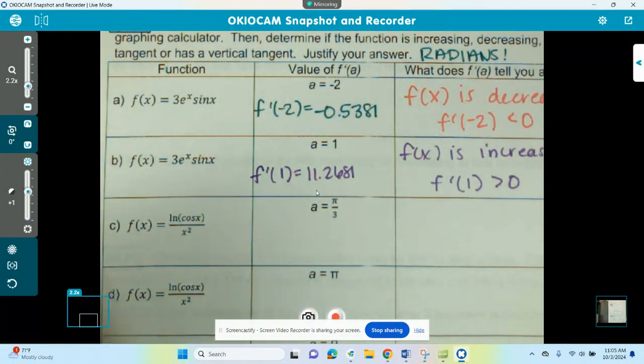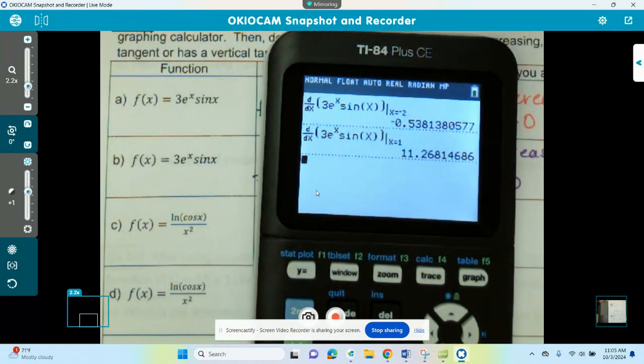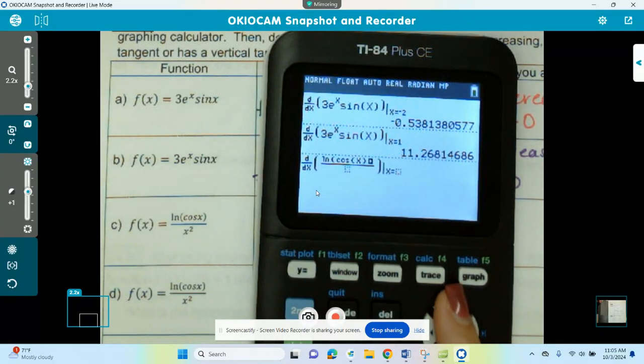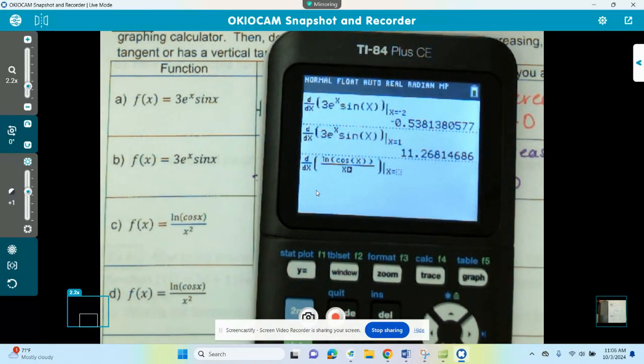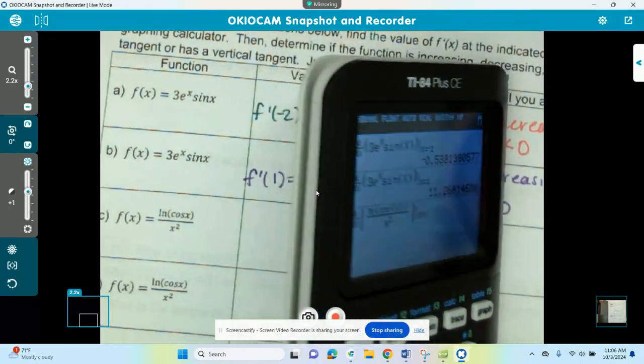So let's see what we got here. Letter C. Okay, so we want pi on 3, right? All right, so math 8 x. All right, so we need to put in, all right, what is that? ln cosine x, close that, over, oh, I didn't close that one, over x squared. Close that, close that, close that. All right, we're good. And then I want x to equal pi on 3.